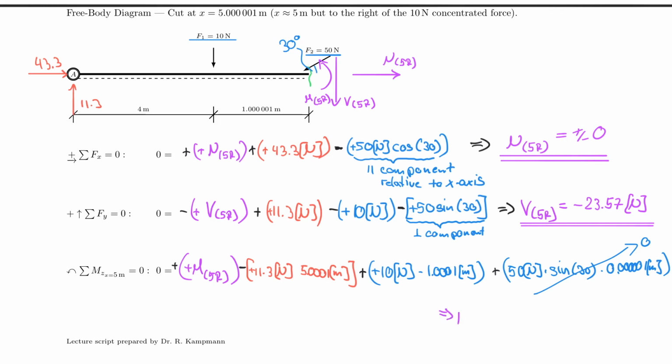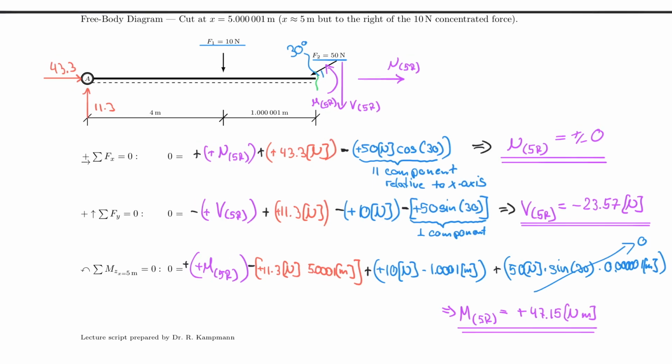But we know now that we can calculate the moment M at 5 to the right would be equal to positive 47.15 Newton meter. And that once again means positive tension on the bottom, compression on the top, or tension in the reference fiber, or smiling happy guy, right? So these are our results. Let's look at it in context.